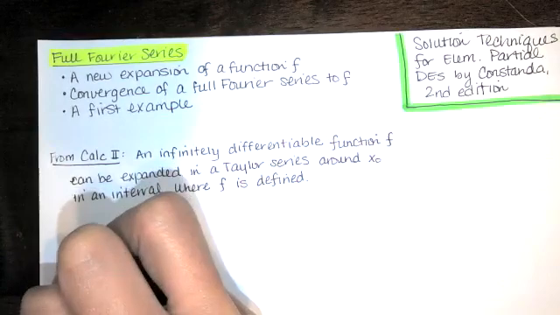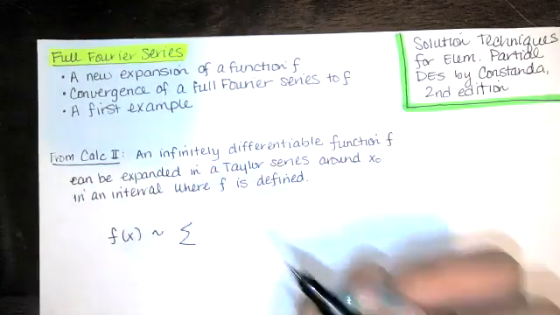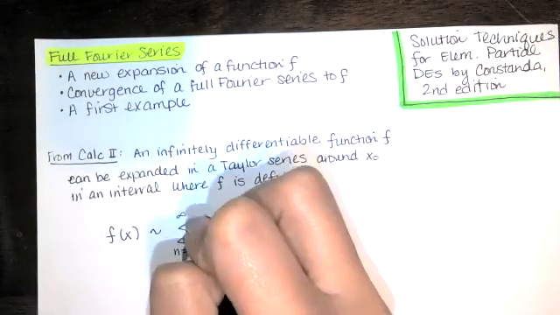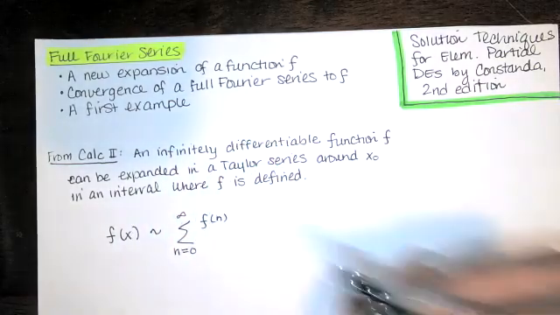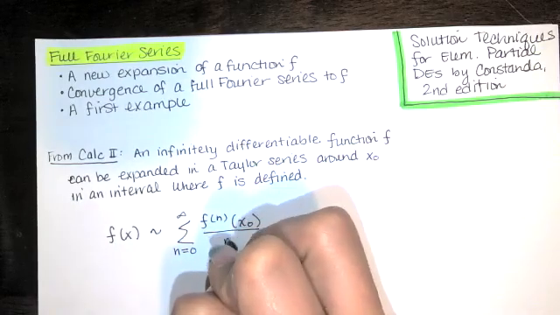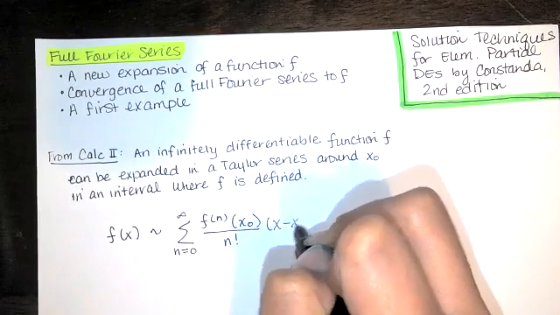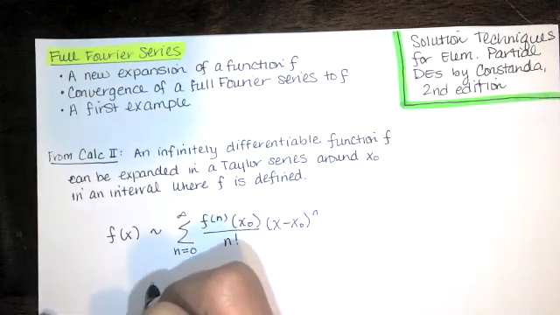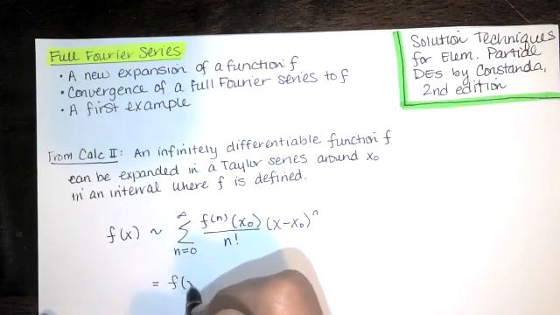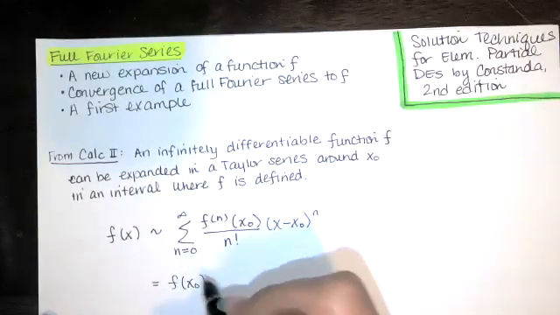And this was the Taylor series. We have f of x. It would correspond to a series of this form. We have the sum as n goes from 0 to infinity of the nth derivative of f evaluated at x0 divided by n factorial times x minus x0 to the nth power. So this is, well, the 0th derivative evaluated at x0 is just the original function times x minus x0 to the 0. And of course, 0 factorial is 1.